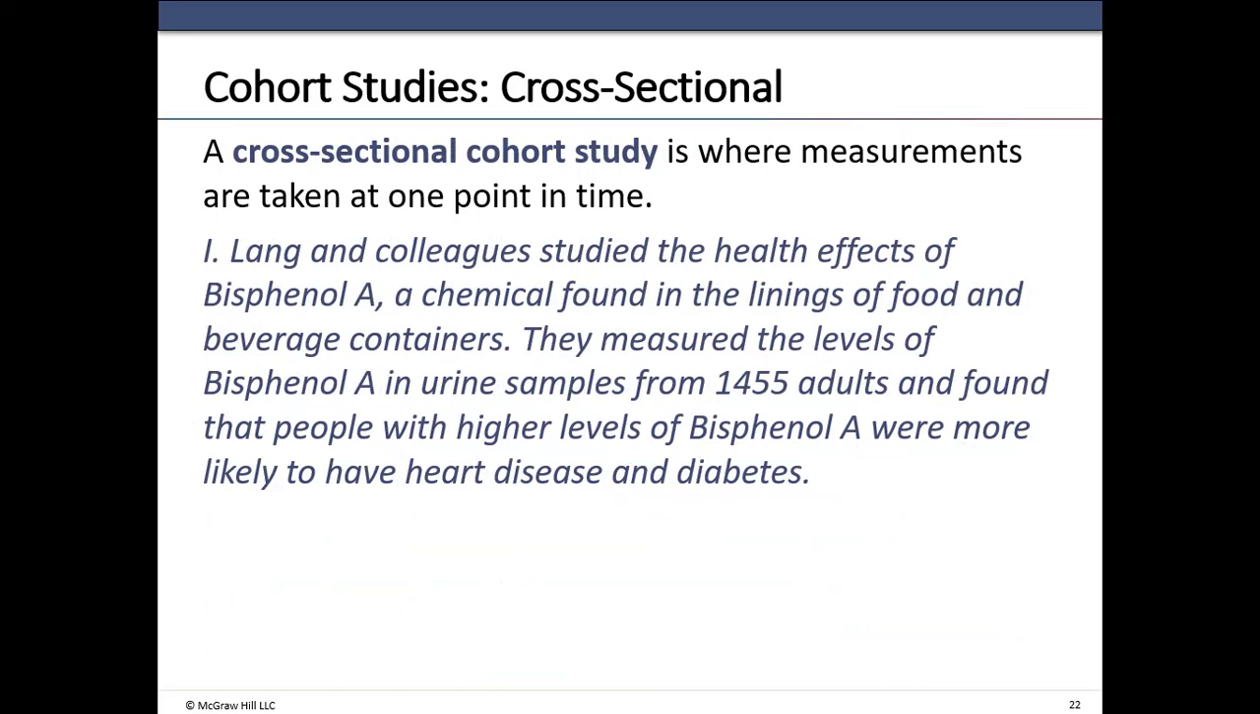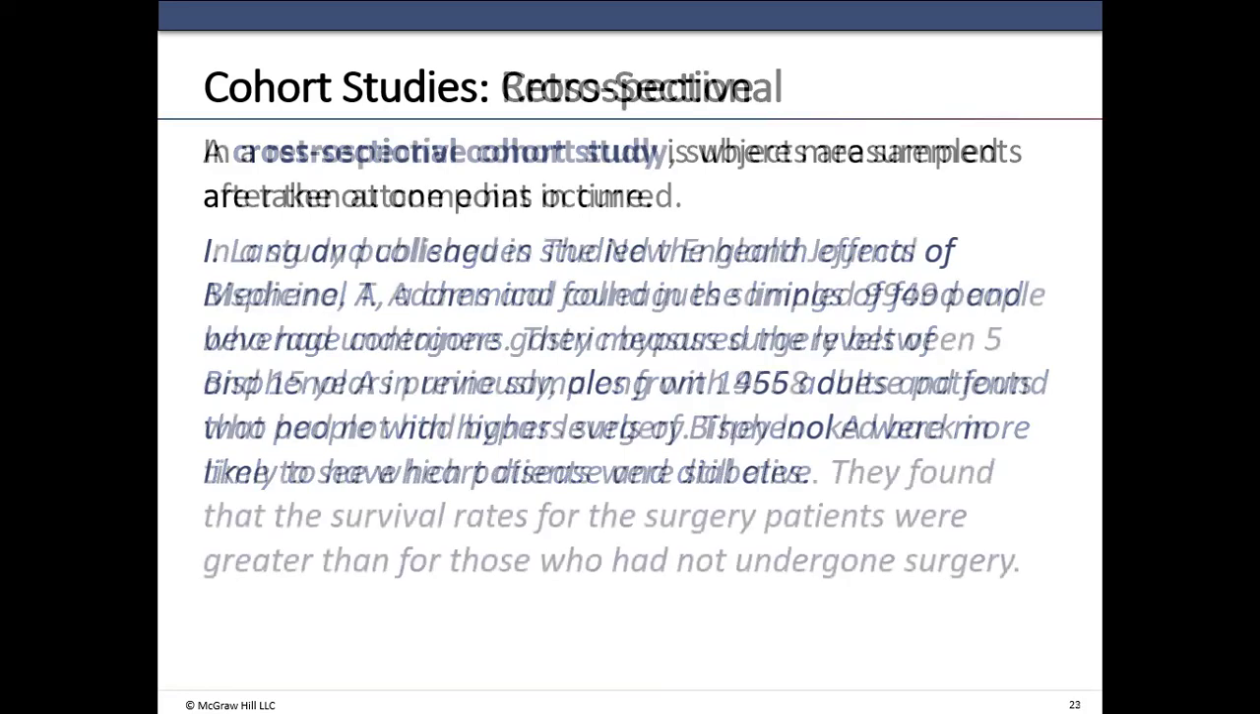Eilang and colleagues studied the health effects of bisphenol A, a chemical found in the linings of food and beverage containers. They measured the levels of bisphenol A in urine samples from 1,455 adults and found that people with higher levels of bisphenol A were more likely to have heart disease and diabetes. But it was done at one point in time, so it's a cross-sectional cohort study.